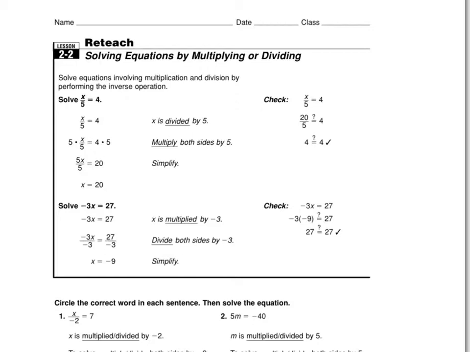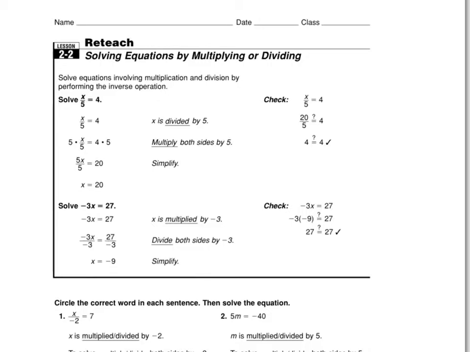First one, solve x divided by 5 is equal to 4. We'll look at the side that contains the variable, and we can see that x is being divided by 5. So what we want to do is multiply both sides by 5. Once we do so, the 5 is going to cancel out, and x is equal to 20, because 4 times 5 is going to give us 20.